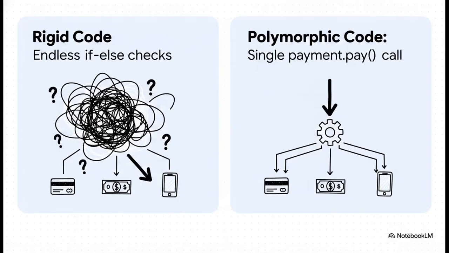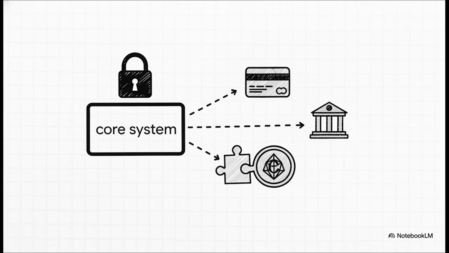On one hand, you have rigid, amateur code. It relies on endless if-else statements, checking the exact type of payment before it calls the pay function. If you need to add a new payment type tomorrow, you've got to rip open and rewrite that code. But on the other hand, you have elegant, polymorphic code. It's literally just one line, paymentMethod.pay. Because every single payment class has its own specialized pay method, the system automatically triggers the correct process. No messy logic required.